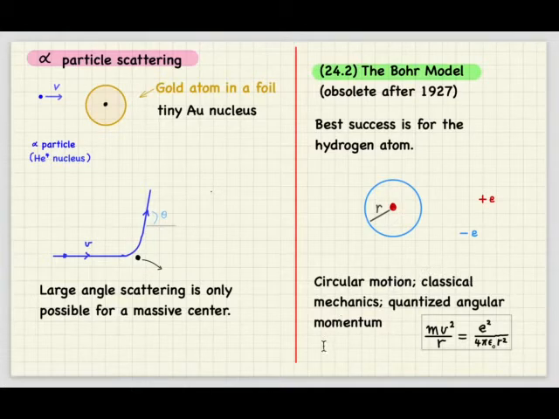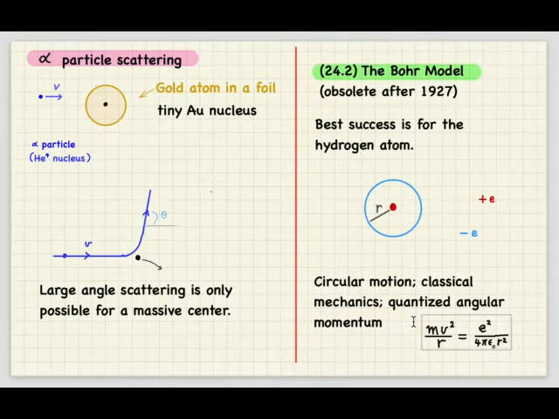And classical mechanics tells you, just Newton's second law, that the mass times the acceleration is equal to the force. Well, we know the acceleration. The acceleration is v squared divided by r in circular motion. And we know the force. It's the Coulomb force. Two charges, charge e and minus e, have an attractive force equal to e squared over 4 pi epsilon 0 r squared, from the very first chapter of this semester. So this would be one equation from classical mechanics.